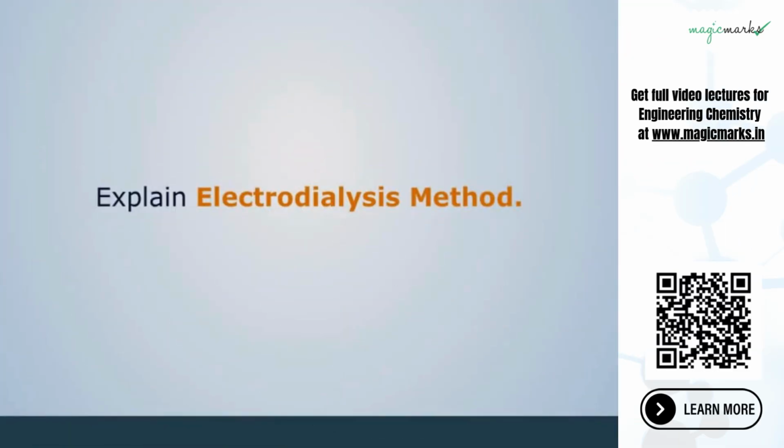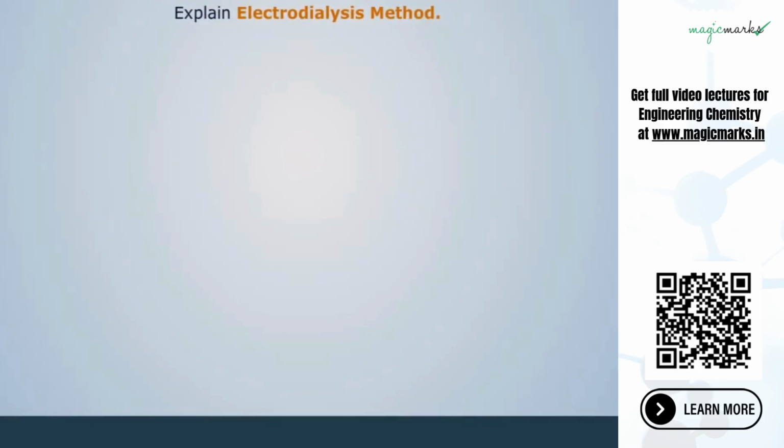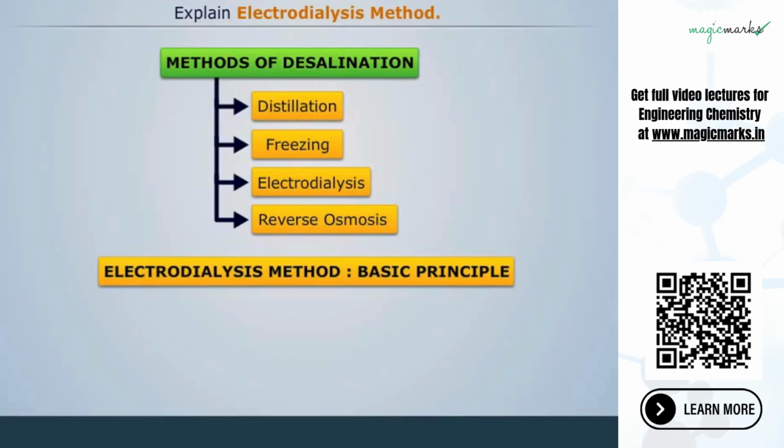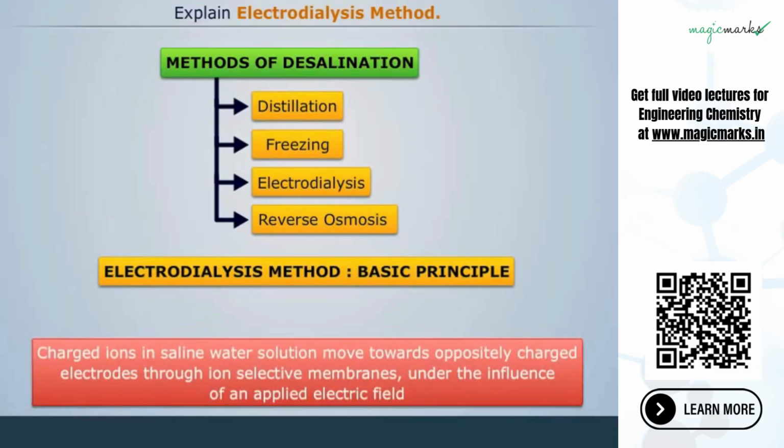Explain electrodialysis method. Electrodialysis method is one of the most important methods of desalination of water. This method is based on the principle that charged ions in saline water solution move towards oppositely charged electrodes through ion selective membranes under the influence of an applied electric field.